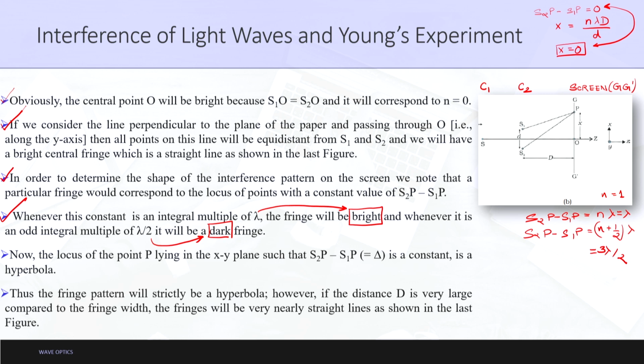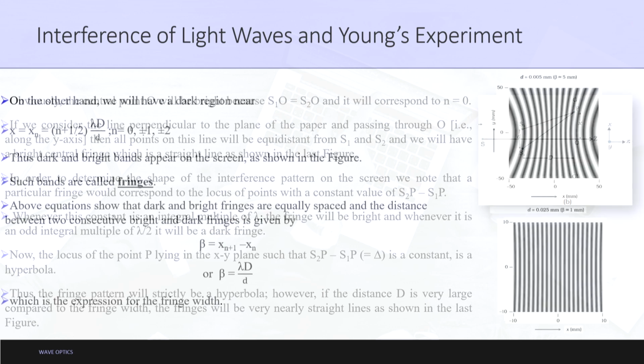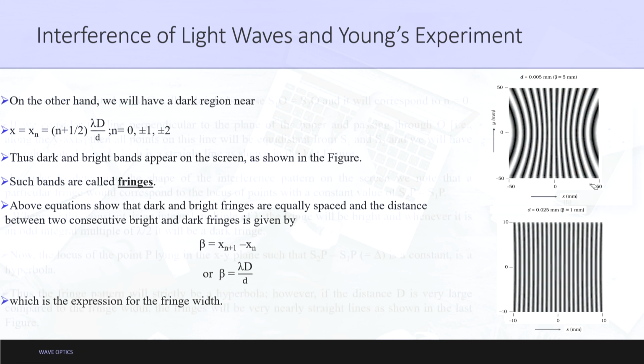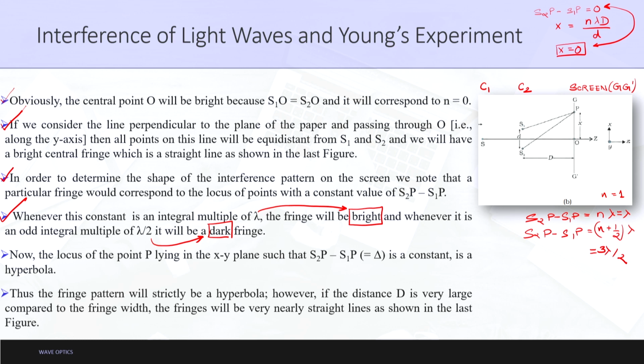Now, the locus of the point P lying in the xy plane such that S2P minus S1P is equal to a constant delta is a hyperbola. What this tries to explain is why there are curves like this. Whenever S2P minus S1P is a constant, whether n lambda or (n plus 1 by 2) lambda, this is the equation of a hyperbola. Thus the fringe pattern will strictly be a hyperbola.